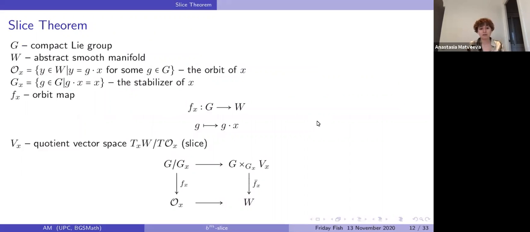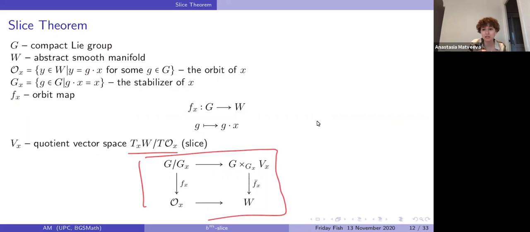So let's now talk about the Slice theorem. First, the most general case and why it is important. If we have a compact group and some abstract smooth manifold, first without any assumptions on the structure of it, we can look at the orbit of some point under the group action, and on the orbit map, we can define a quotient vector space like this that will be called the slice. And basically, the Slice theorem tells us that this diagram commutes. In other words, it lets us look at the group action in the tubular neighborhood of the orbit.